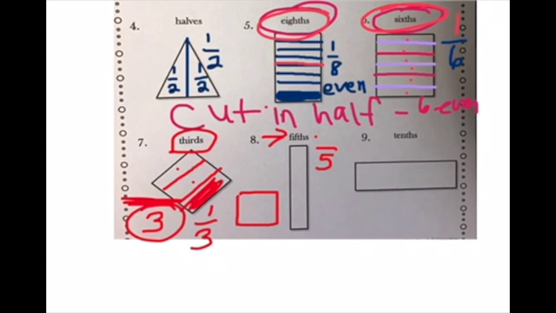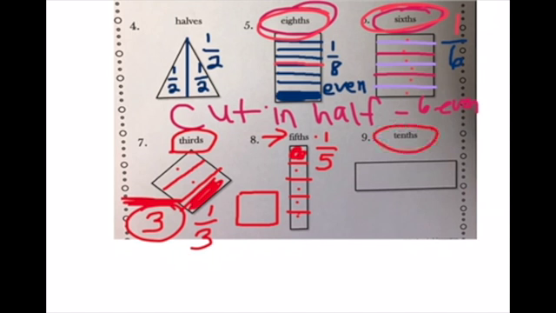Okay, let's try this. 1, 2, 3, 4, 5. Oh my goodness, that's pretty good, isn't it? I think I'm going to stick with that. 1, 2, 3, 4, 5. 5 pieces total. And what would be my unit fraction for one piece? 1/5.